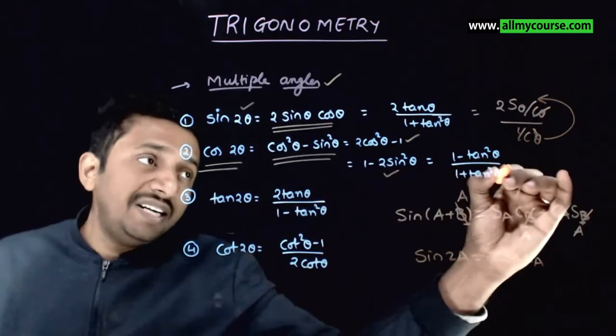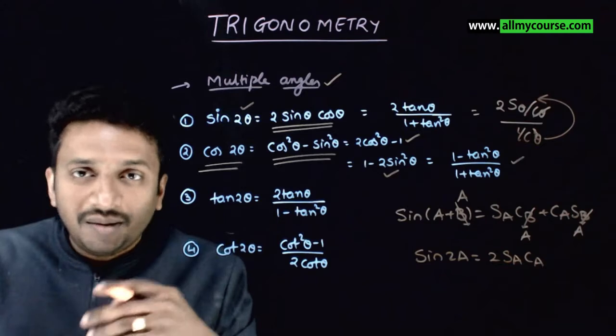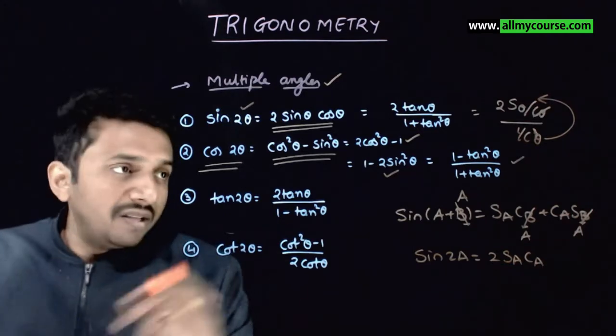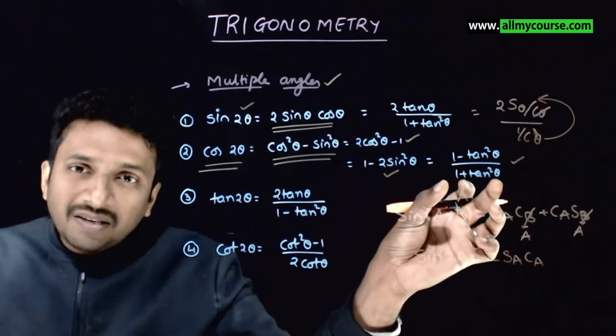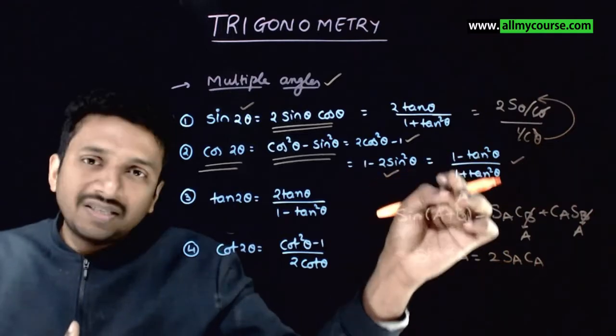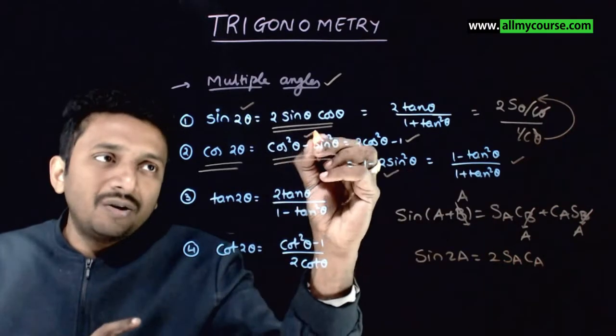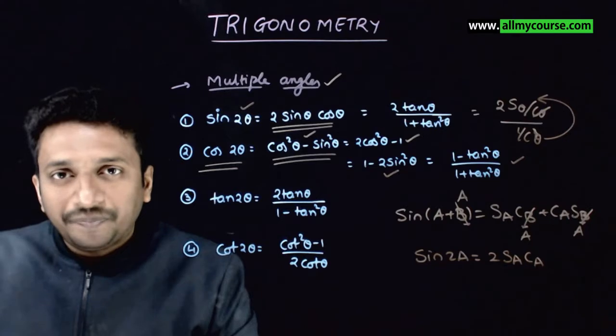And this can also be written in tan as 1 minus tan square theta by 1 plus tan square theta, because 1 plus tan square is nothing but secant square. If we just substitute the things, it will turn out to be the same as this formula.